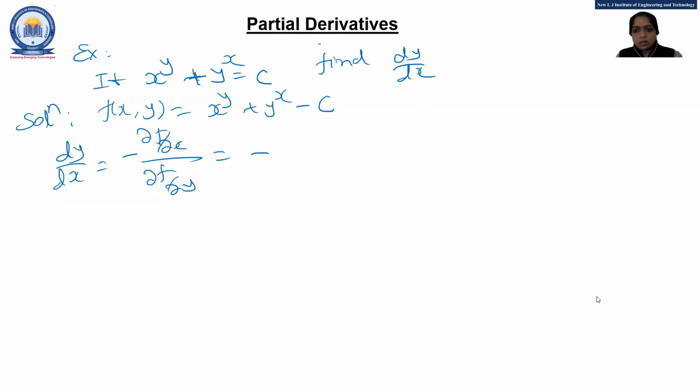Y into x raised to y minus 1. Yes, c is constant. See, this is the derivative of the first term, y x raised to y minus 1. And in this case, y is constant, so plus y raised to x log y. Understand, Jay?